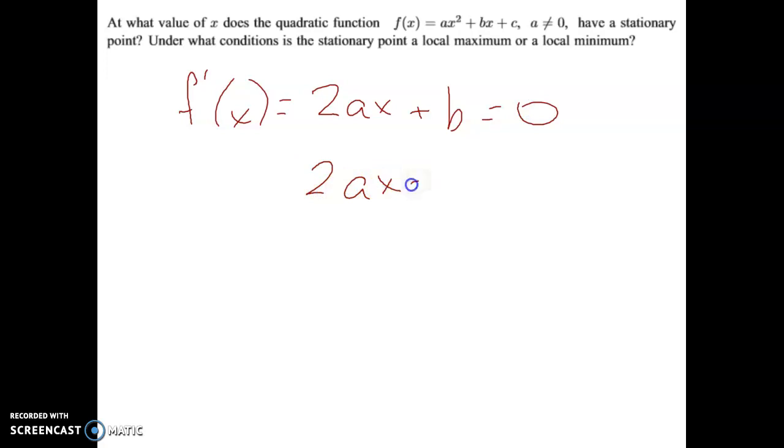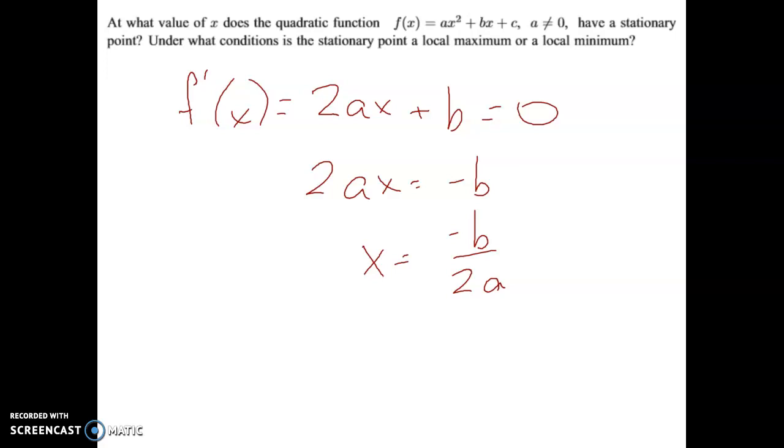Subtracting b from both sides. Trying to get x by itself, I'll divide by 2a. All right, and you might recognize that from Algebra 2. That is the formula for the axis of symmetry of a quadratic. Axis of symmetry always goes through the vertex. The vertex is either the maximum or the minimum, so it makes sense that the maximum or the minimum would occur at a stationary point.